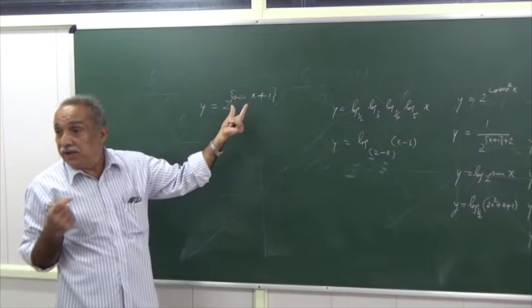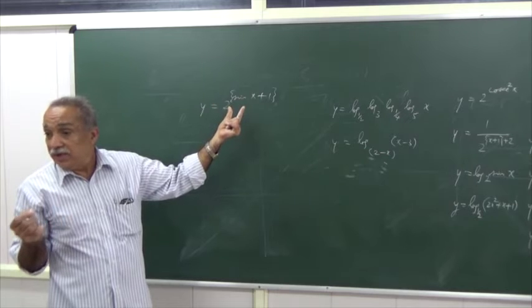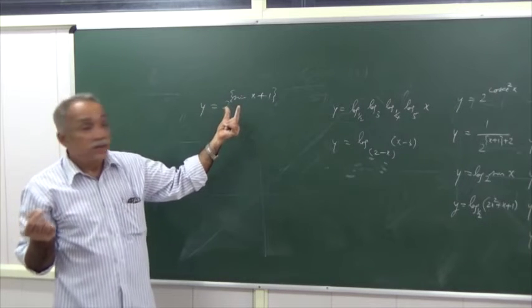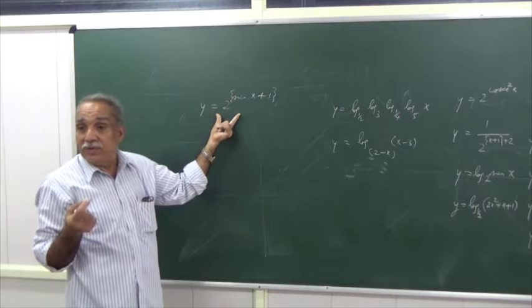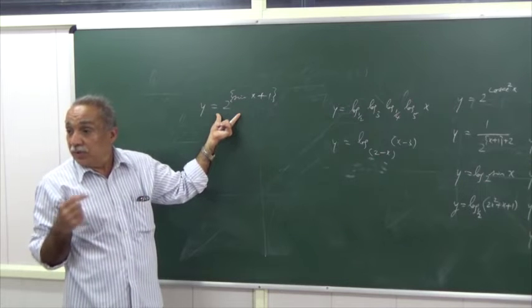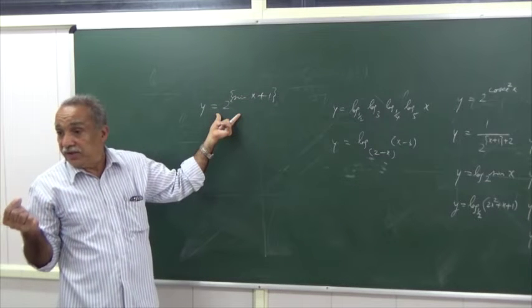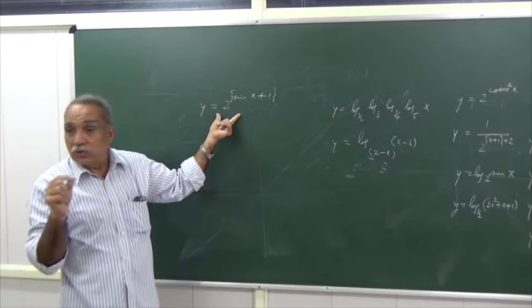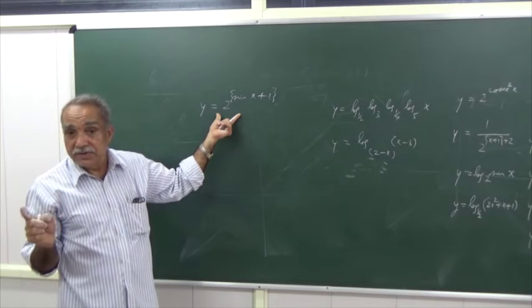Fractional part sin x can be any number between 0 and 1, including 0, excluding 1. Therefore, this function value will be a number between 2 to the power 0 and 2 to the power 1. That is 1 and 2, including 1, excluding 2. Agreed?